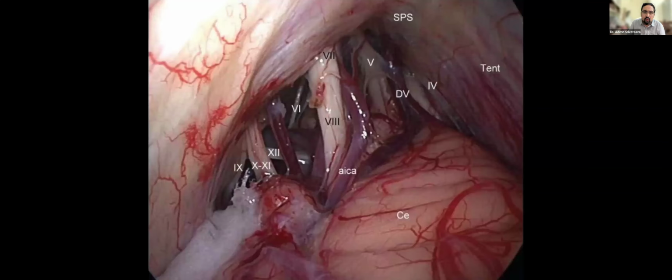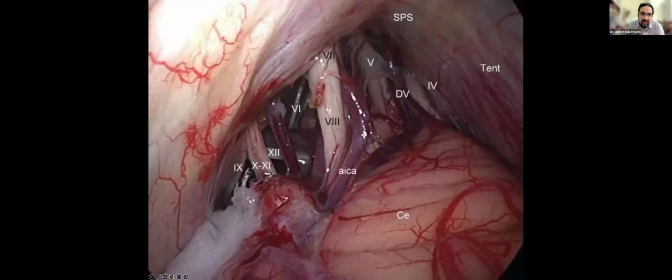This is a view of the superior part of the CP angle, the topmost part, as one can appreciate the tent, the posterior surface of the petrous. And there in the depth, the 5th cranial nerve can be appreciated. The 4th cranial nerve wraps around the midbrain, and then along the border of the tentorial notch, it moves anteriorly.